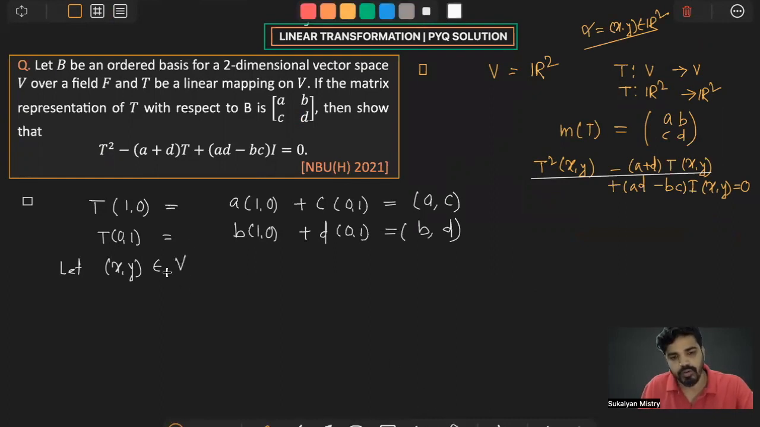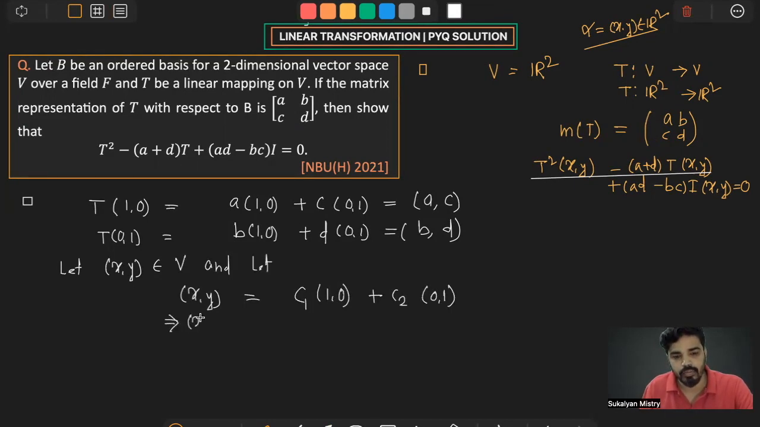Let x, y belong to R². Now we have to express (x, y) as a linear combination of (1, 0) and (0, 1). Let (x, y) equal C1 into (1, 0) plus C2 into (0, 1). So first of all, you have to find the values of C1 and C2.